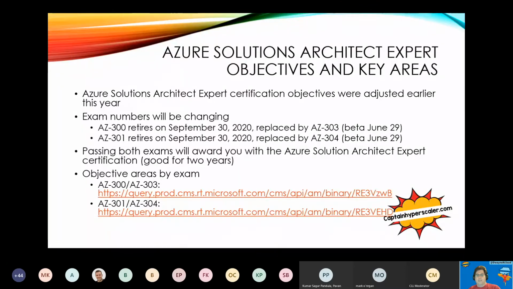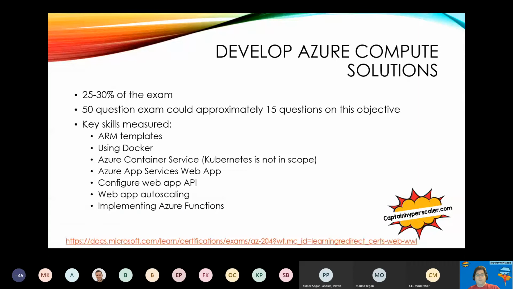But you can go to these links and you can see how those have changed and how those have adjusted, so that you don't get yourself too concerned about what those areas are. And as we go through the series, we're going to talk about more of those objective areas in specific sessions.